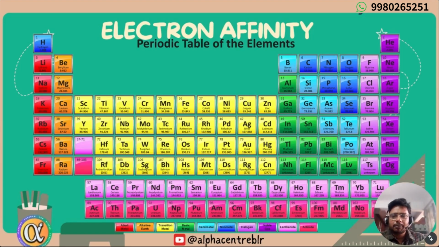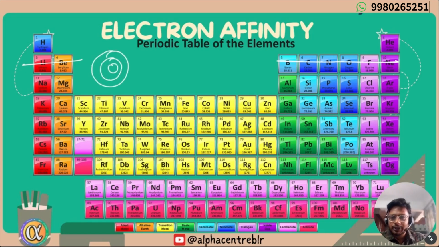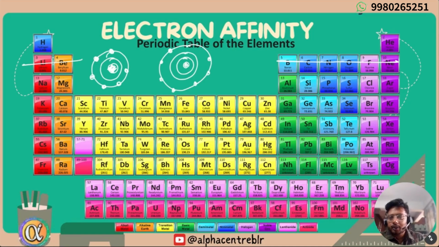See, the period 2 elements have only 2 shells. This is the nucleus, and they have only 2 shells. In the second shell, suppose this is fluorine having 7 electrons. Even chlorine is in period 3, and in the third shell you have 7 electrons. Now, both these atoms are eager to gain 1 electron. So this is fluorine and chlorine.